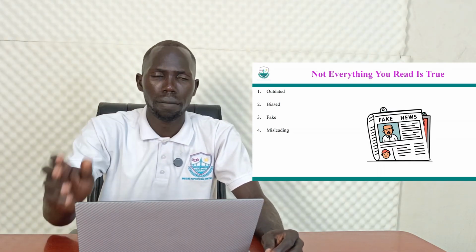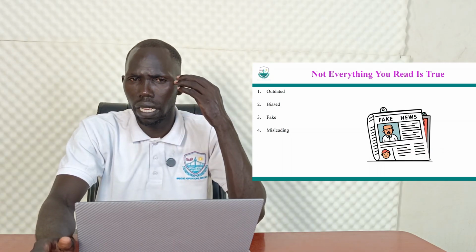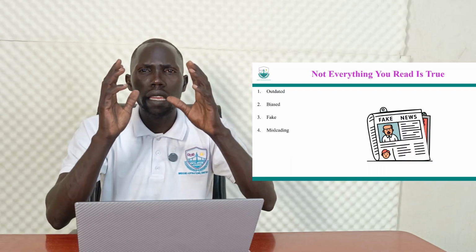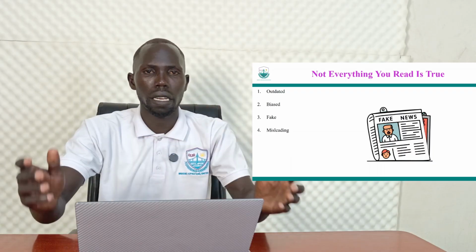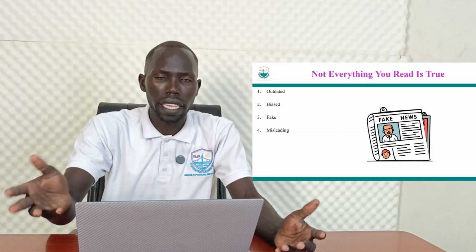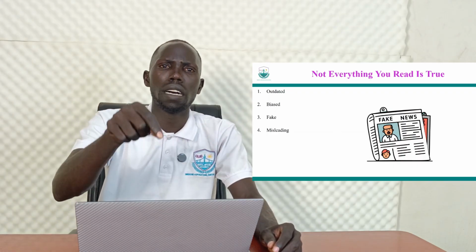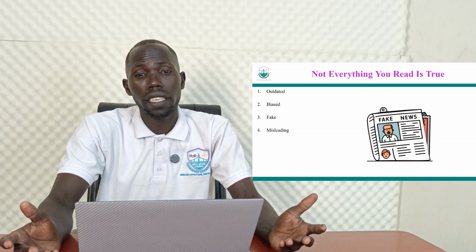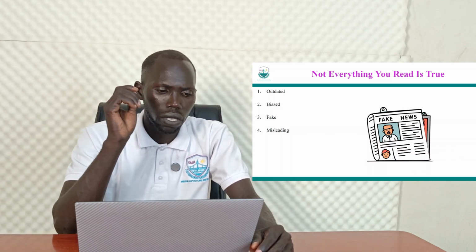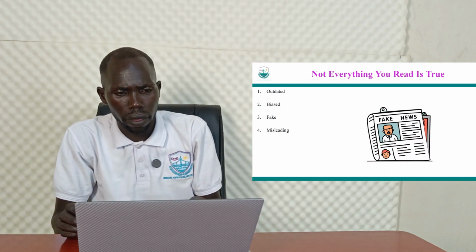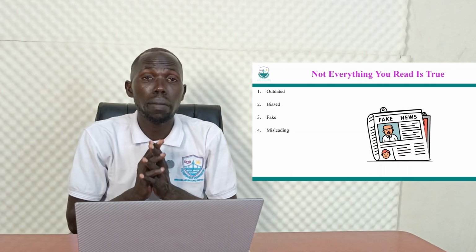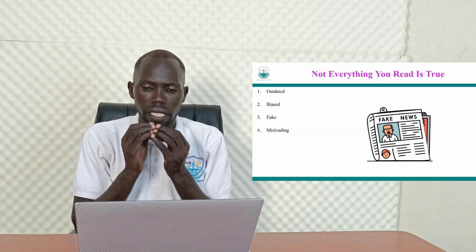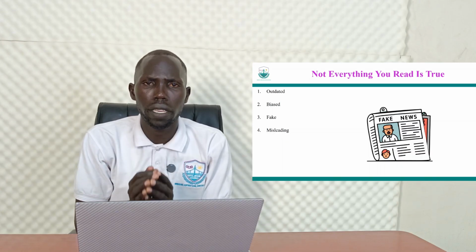Others are fake. Other writers may only want to write to paint an image negative and to be precise about somebody. I might write about someone I don't like. And what do I do? I can put in some fallacies, some lies therein, so that I discredit the person. Other bits of information we read may be misleading. If they are misleading, we should be careful about them.